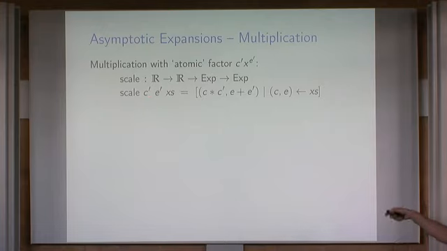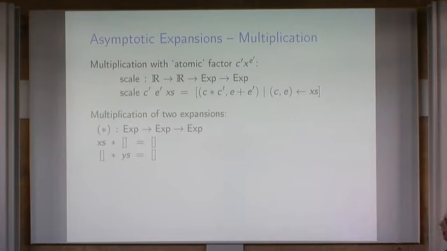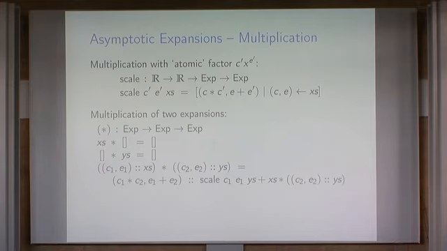So there you just, again, iterate over the expansion, and you multiply the coefficients, and you add the exponents, and you're done. And then you can also implement multiplication like this. You don't have to understand that in detail, of course, but I assure you that it's fairly obvious. So you just have a recursion like that, and you can show that.